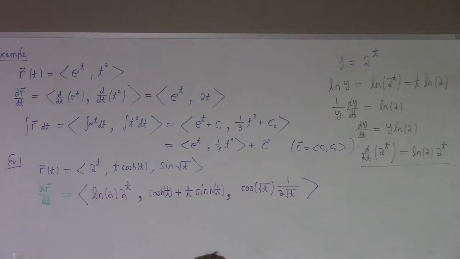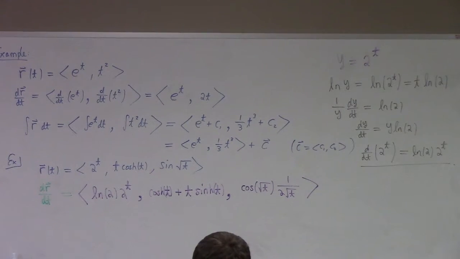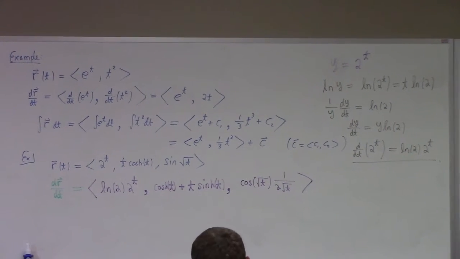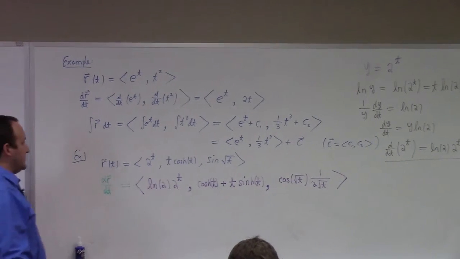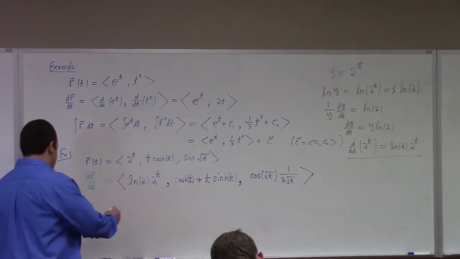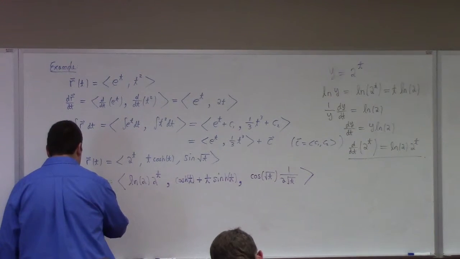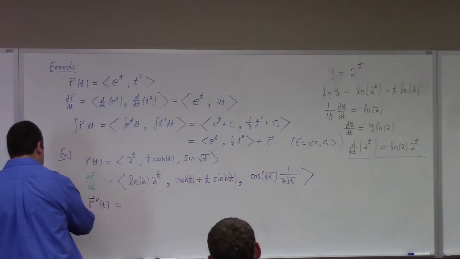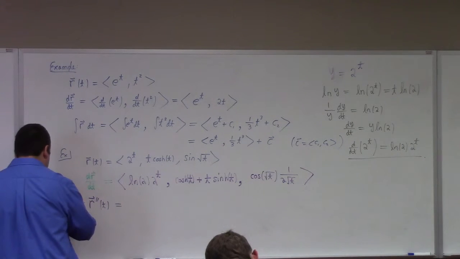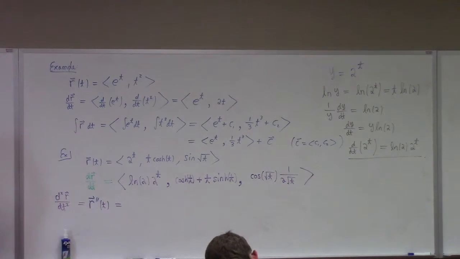Okay. How about some interpretation? Just stop and smell the roses here for a second. If r of t is the position of a physical particle, what does dr dt represent? Velocity. Yeah, it's the velocity, which is a vector, right? What would r prime prime of t be? Here, I'm a glutton for punishment. Let's calculate the acceleration here. R prime prime of t is what? Which, by the way, we could also denote as d squared r dt squared, right? Different notations for the same animal.